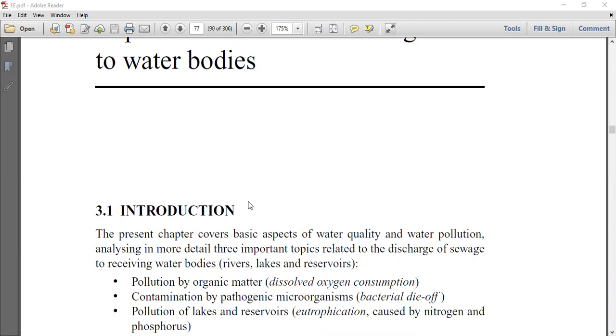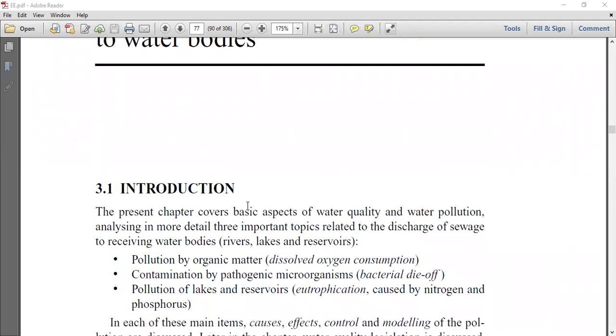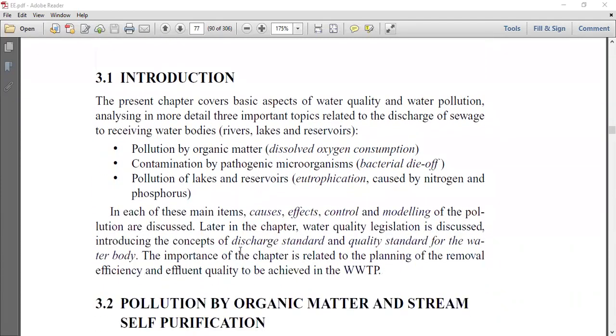So first is pollution by organic matter. In this kind there is a dissolved oxygen consumption. Second is contamination by pathogenic microorganisms, so the bacterial die-off, and the third is pollution of lakes and reservoirs, so the eutrophication caused by nitrogen and phosphorus. In each of these main items, causes, effects, control, and modeling of the pollution are discussed.